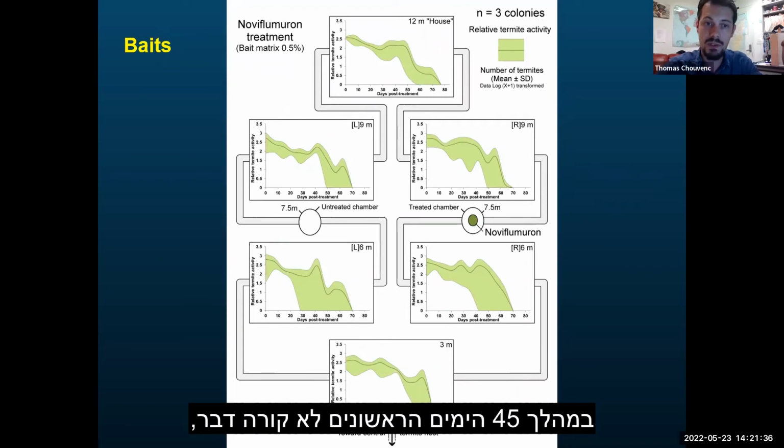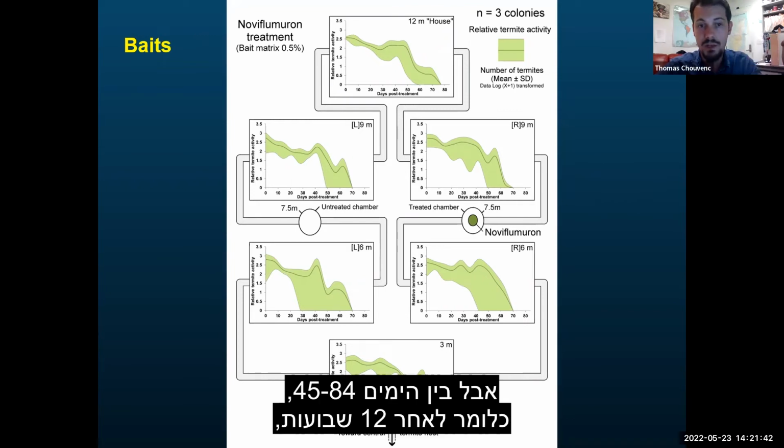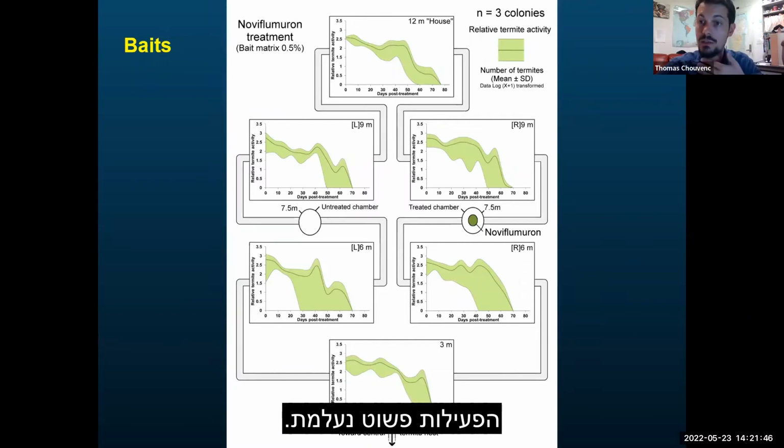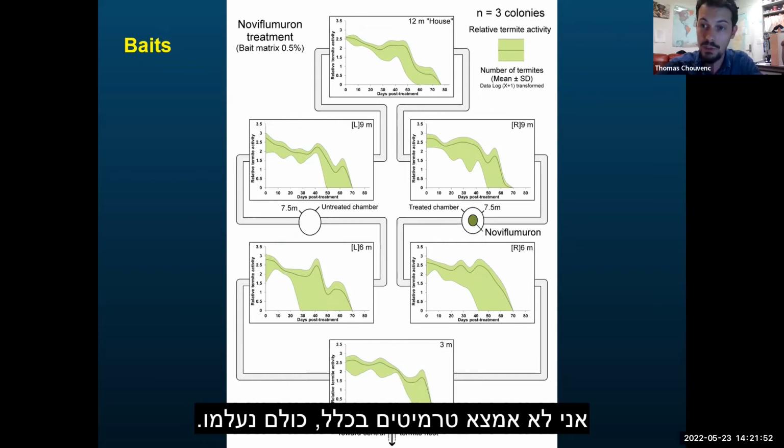For baits, it's a completely different story. Nothing happened within 45 days. The colony remained fairly active within 45 days. But between 45 and 84 days, the 12-week mark, the activity just vanished. It's not like I'm finding any dead termites in the system. I don't find any more termites.